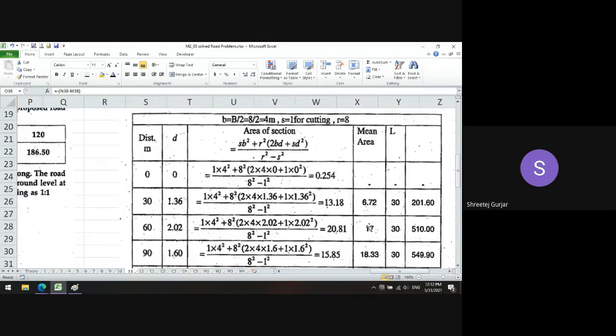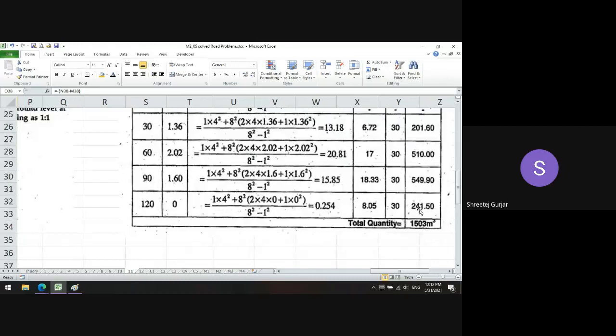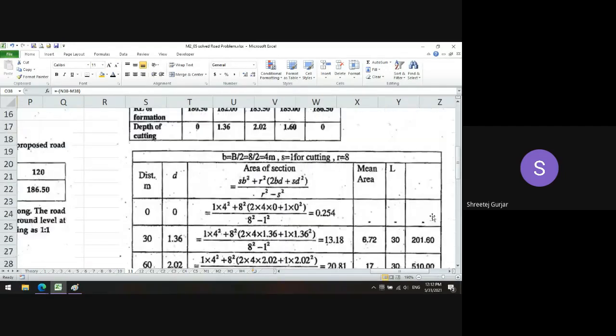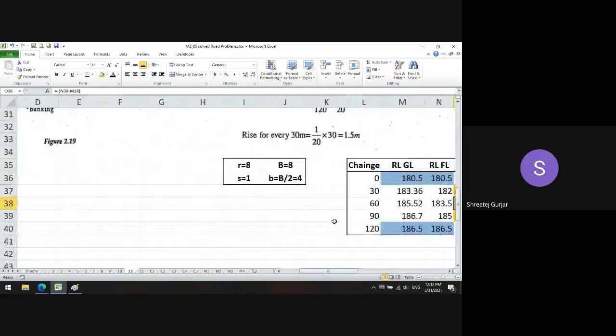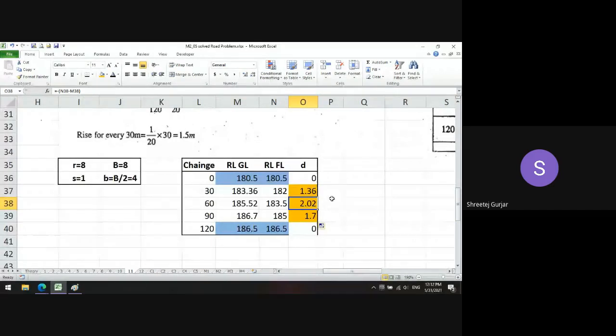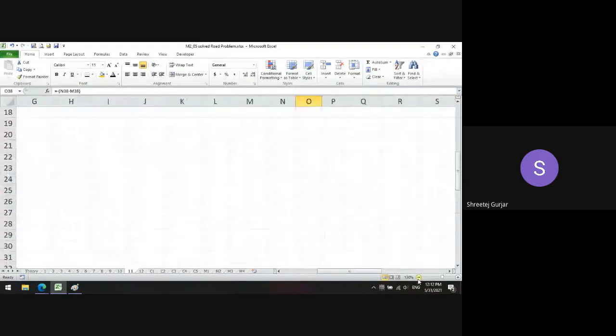So similarly, calculate the mean area. What is the length between each of the sections? 30 meters, right? Area into length will give you your quantity. Calculate the total quantity, that is 1503 meter cube. So this is an easy numerical. If you get this numerical, it is very easy. You only have to calculate this smaller tabular column and then calculate your larger tabular column.